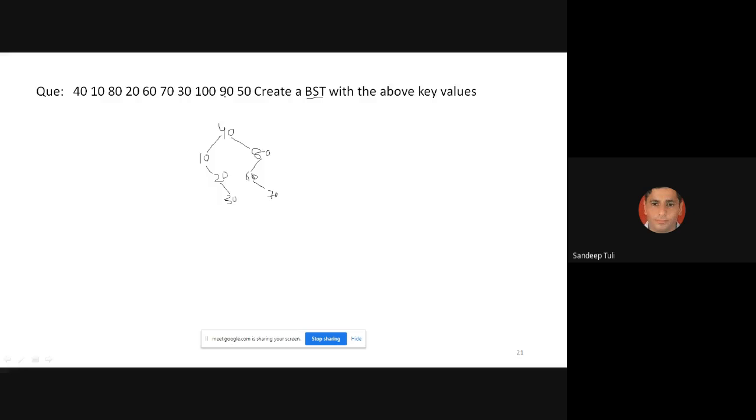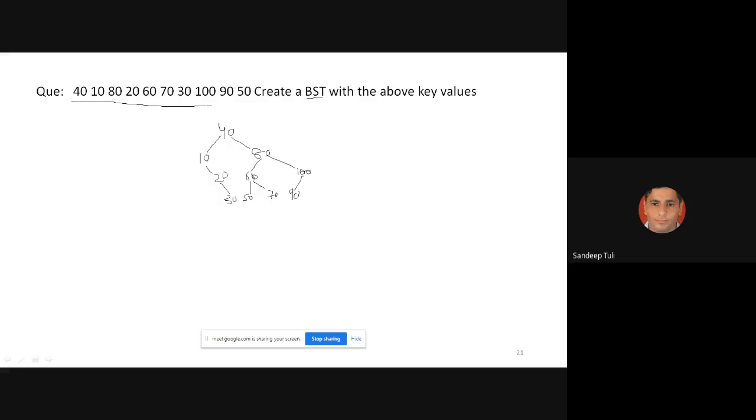Okay, 100 now. Right of 70? Right of 80. Very good. 100 is greater than 80, so it will go to the right of 80. Now 90. Left of 100. Great, very good. Now 50. Left of 60. This is the binary search tree for the given data.